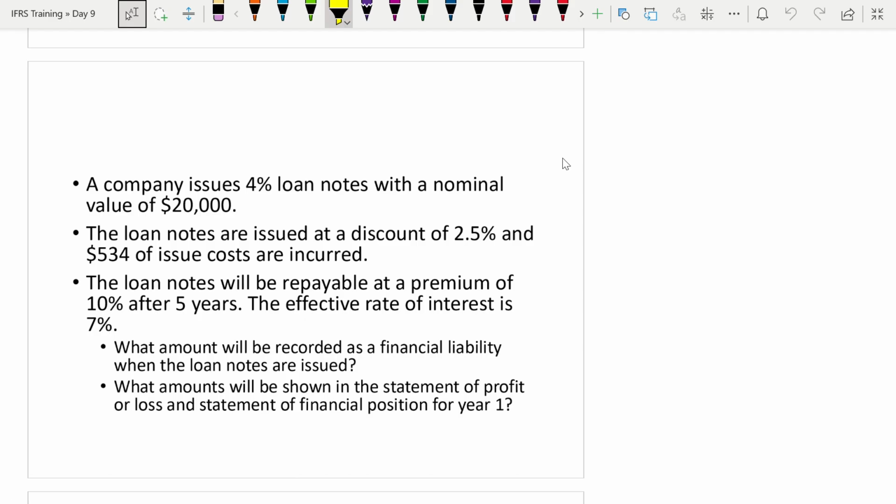What they say: a company issues 4% loan notes with a nominal value of 20,000. The loan notes are issued at a discount. How much? 2.5%. There are so many new things coming up. They have issued at a discount of 2.5% and the issue cost incurred is 534. The loan will be repayable at a premium after 5 years. The effective rate of interest is 7%.